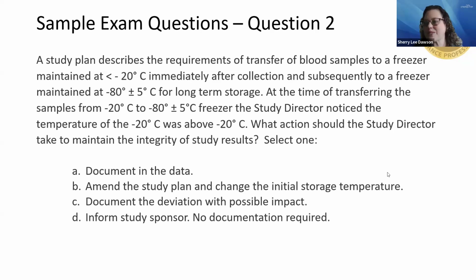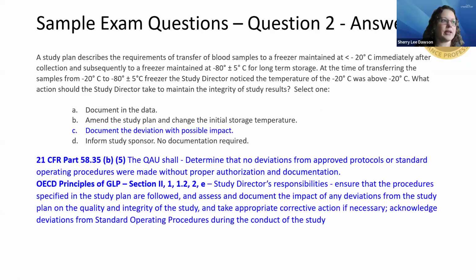So that's why it's always important for directors to make sure that they're being precise with their terminology and open-ended when they need it. So the correct answer is C, like we all know, and that's coming from 58.35(b)(5): The QAU shall determine that no deviations from approved protocols or standard operating procedures were made without proper authorization and documentation. And OECD Principles of GLP, Section 2.1.2(e), the director's responsibility. So that was the same quote from the previous question, because again, it was the deviation.